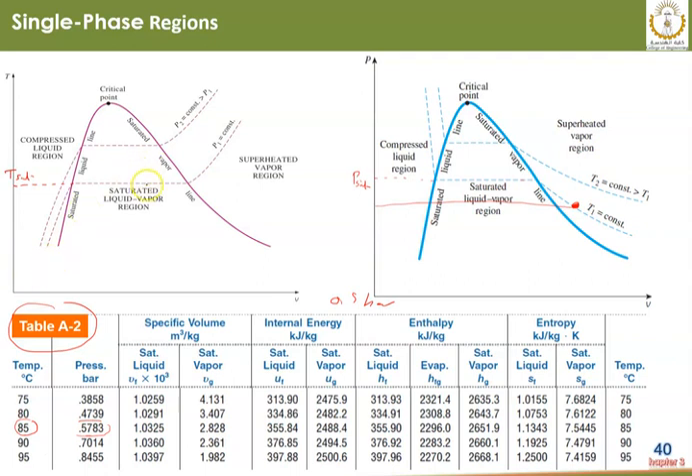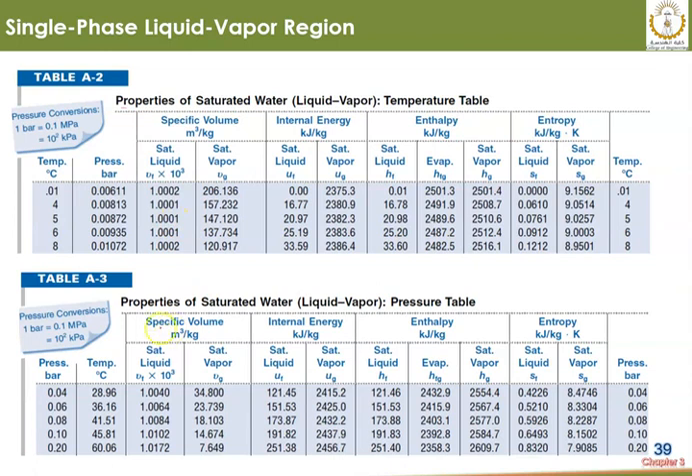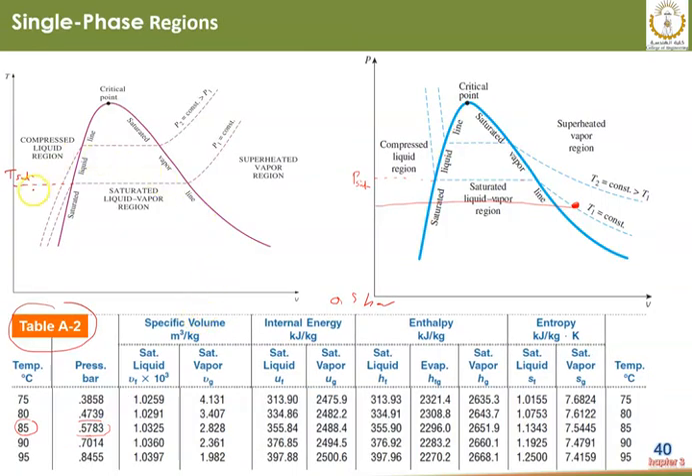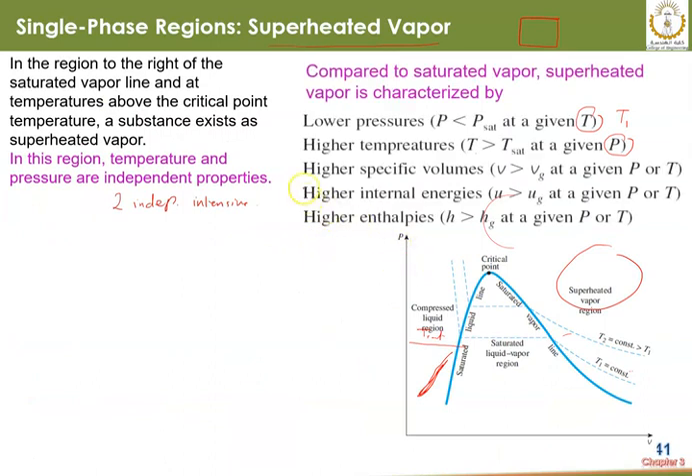If we would like to look at the pressure, then we can look here. So for example, if our pressure is 0.2 bar and our temperature is 70 degrees Celsius, the saturation temperature of 0.2 bar is 60, but our temperature is 70. So it's here. Therefore, we are in the superheated region. So these are the first two cases.